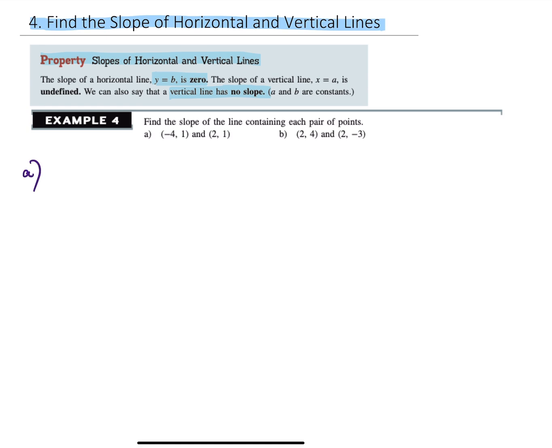So for part A, we have these 2 points, (-4, 1) and (2, 1). So our x1 is -4, and our y1 is +1. Our x2 is +2, and our y2 is +1. So let's find the slope between these. Notice y2 and y1 are the same value. They exist on the same horizontal line, so that's a hint that this is going to be a horizontal line.